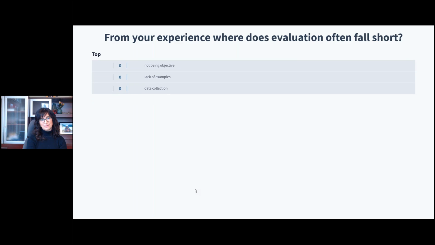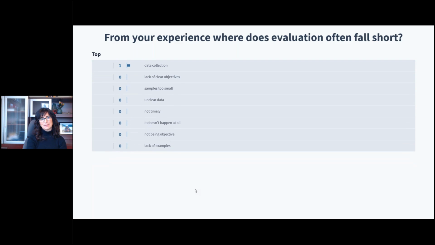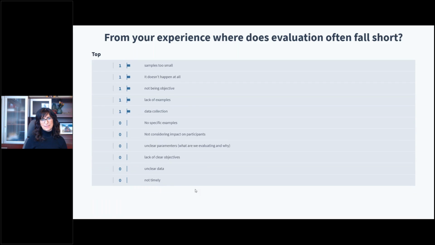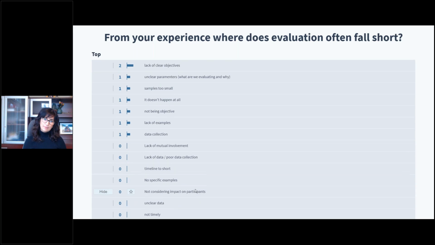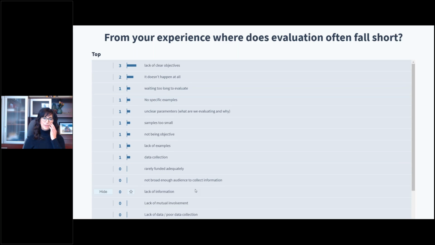Yeah, not being objective, lack of examples. Yeah, data collection. And this is, again, something that is really hard: how are we going to gather the data? Where are we putting it? How are we compiling it? Who is analyzing it? How do we develop recommendations past that? So yeah, lack of clear objectives, unclear parameters, what's being evaluated and why.